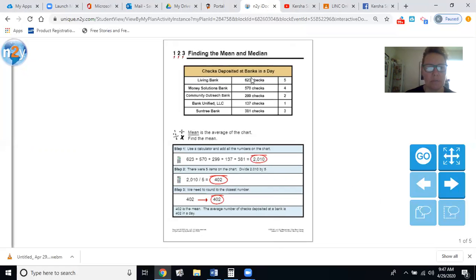Just take all of these numbers right here, add them all up, get your total, and then divide by however many numbers there are. And in this case, we counted 1, 2, 3, 4, 5. So we're just going to divide by the number of amounts that there are. In this case, there were 5.